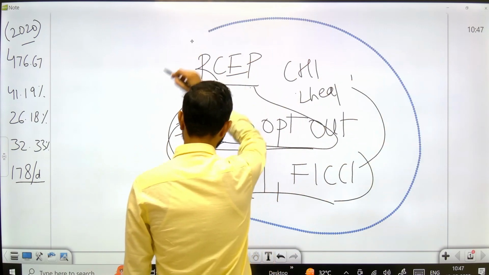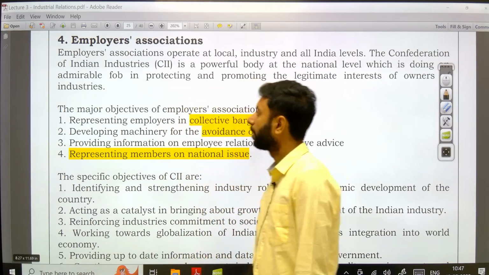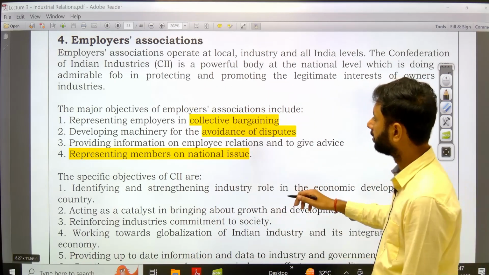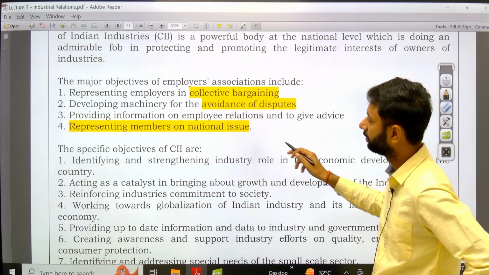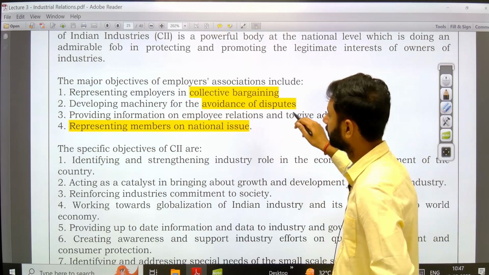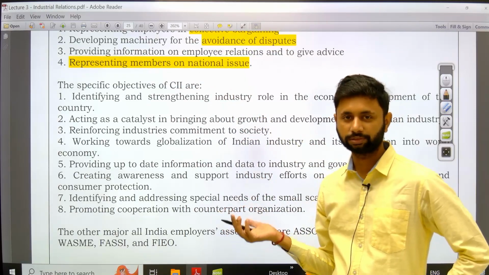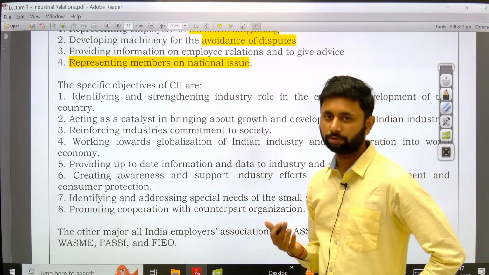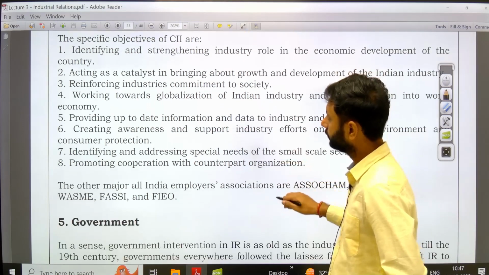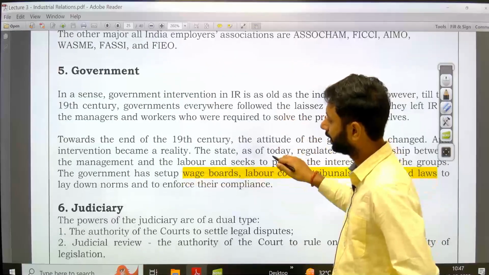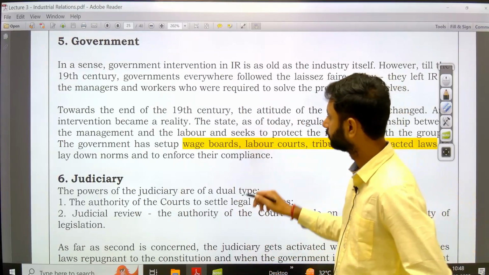Okay. Now we understood the employers association too. See, representing employers in collective bargaining, developing machinery for the avoidance of disputes, representing members on national issues, which we have discussed right now, as how India's decision to opt out of RCEP was influenced by CII and FICCI. Okay. Last but not the least, government and judiciary.